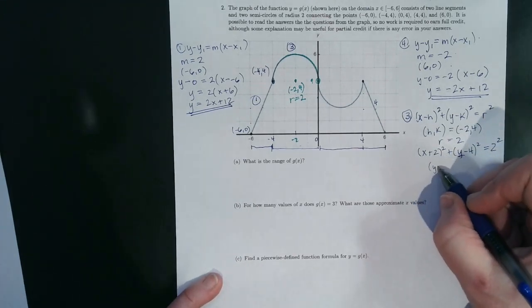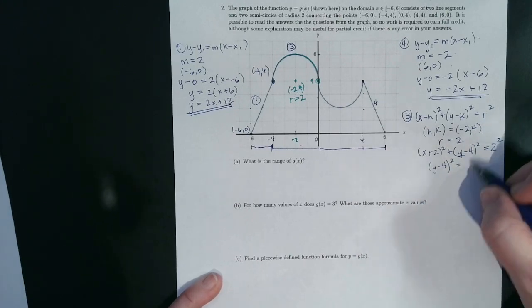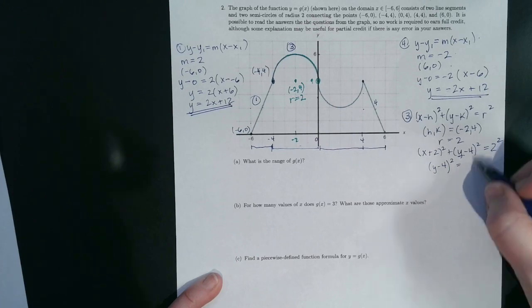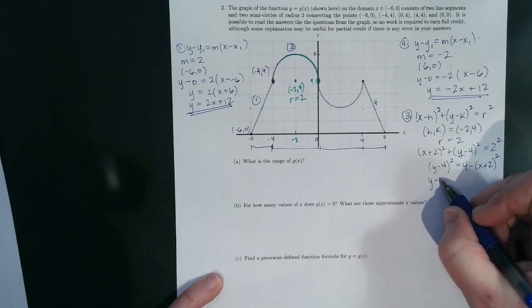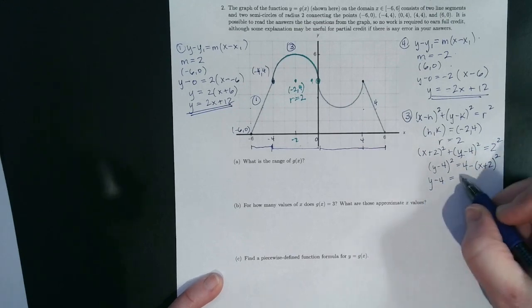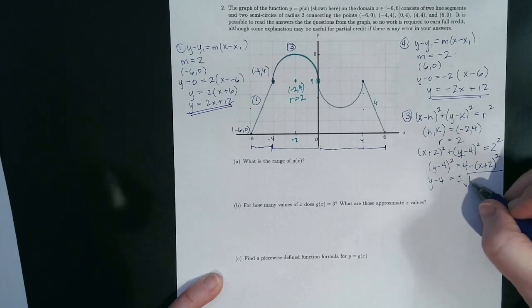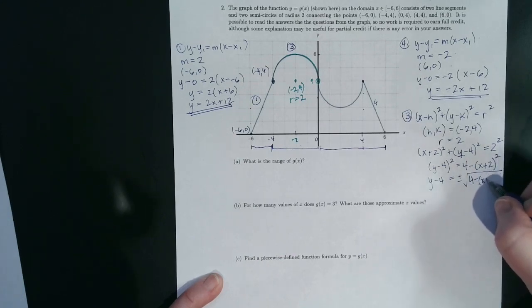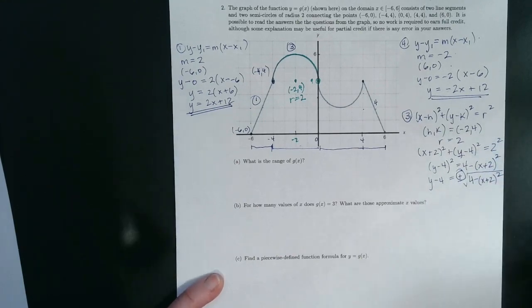So we have y minus 4 squared equals, let's see, we're going to have 4 minus x plus 2 squared. Now we need to take the square root of both sides, so we'll have y minus 4 equals, it's either the positive or the negative square root, 4 minus x plus 2 squared. And again, we want the top half, so we're going to take the positive root.